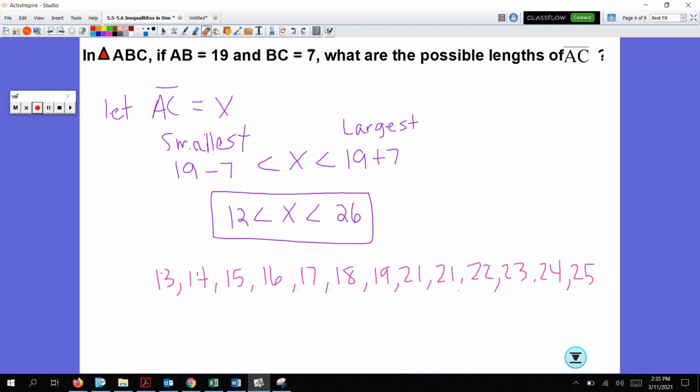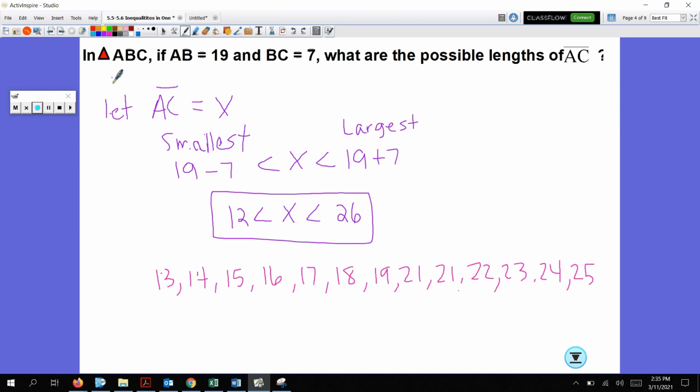Okay, so there we are. We have them all listed out. These are the possible sides. Notice my inequality does not have an equal sign, like the little equal to underneath. So it is, AC is between 12 and 26. That's how we get that done, all right?